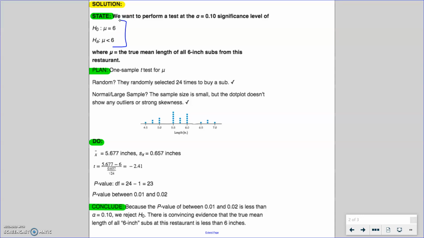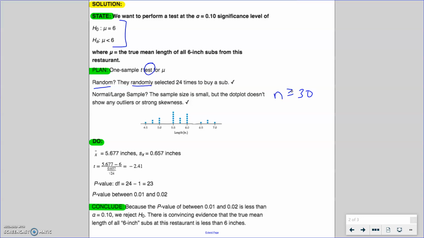Okay, so here's the plan. We want to do a 1 sample t test. Remember how in confidence intervals we'd say a 1 sample t interval? So now we're just changing interval to, well, we're doing a test. Is it random? Yep, they randomly selected those 24. And then normal or large sample size. Well, normally the condition for that is the sample size greater than or equal to 30, right? Well, remember there's another little twist that can happen here.